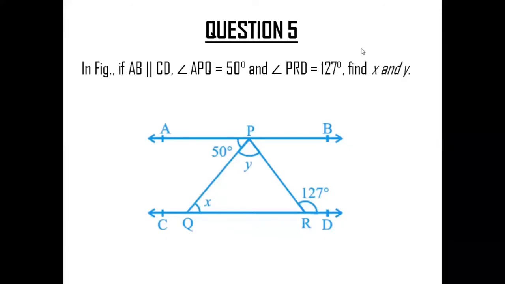Let us now get into the fifth question of the exercise, which says that if AB is parallel to CD as shown in the figure, angle APQ is equal to 50 degree, angle PRD is equal to 127 degree, find the value of X and Y. Please observe the figure and then let us get into the solution for this question number 5.